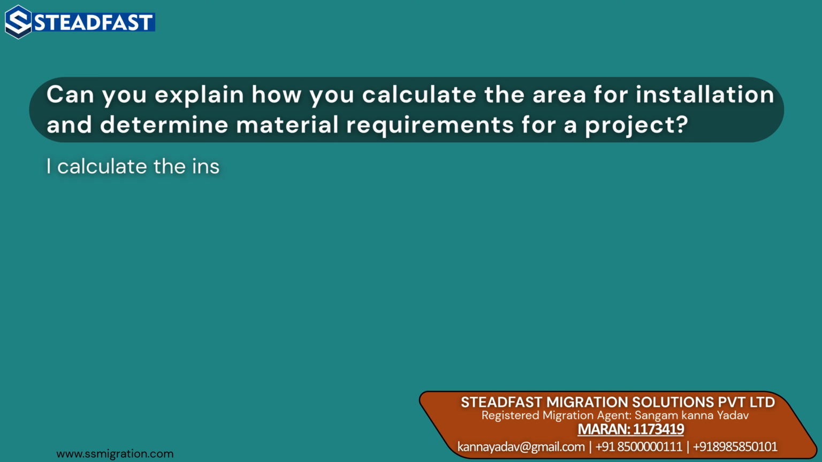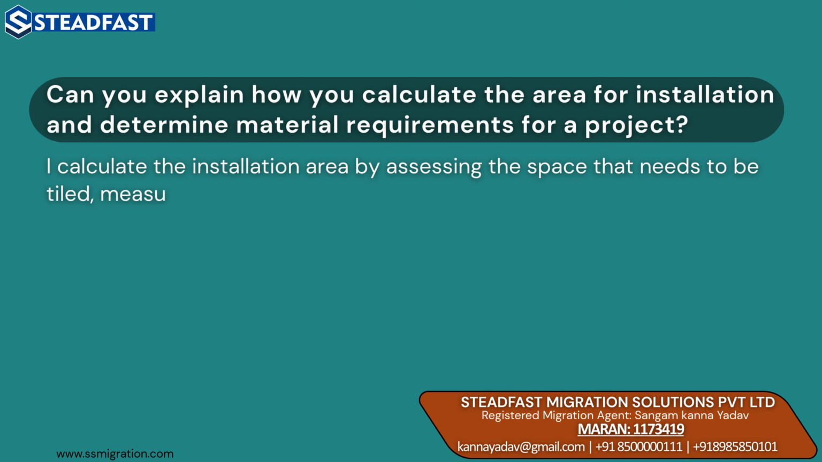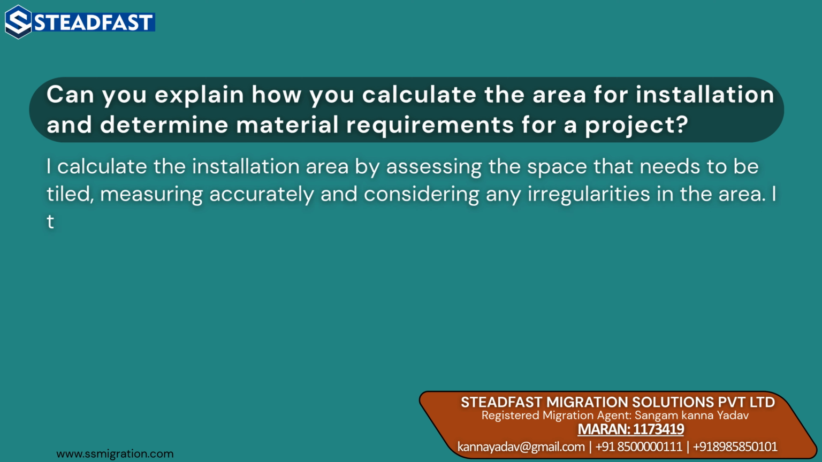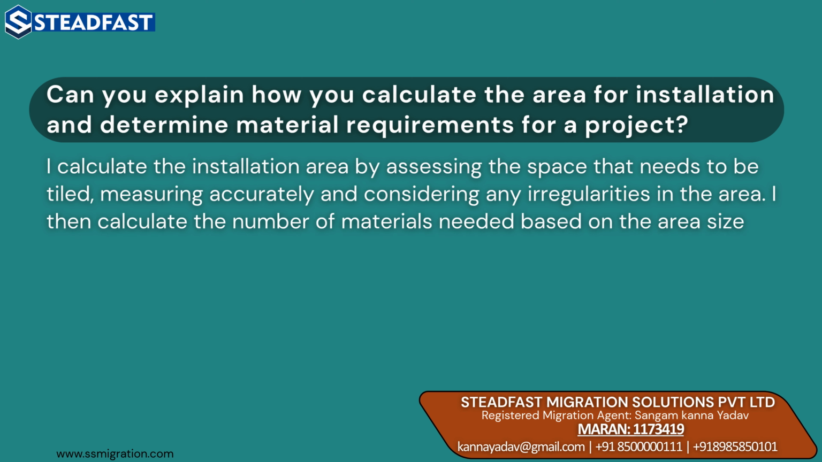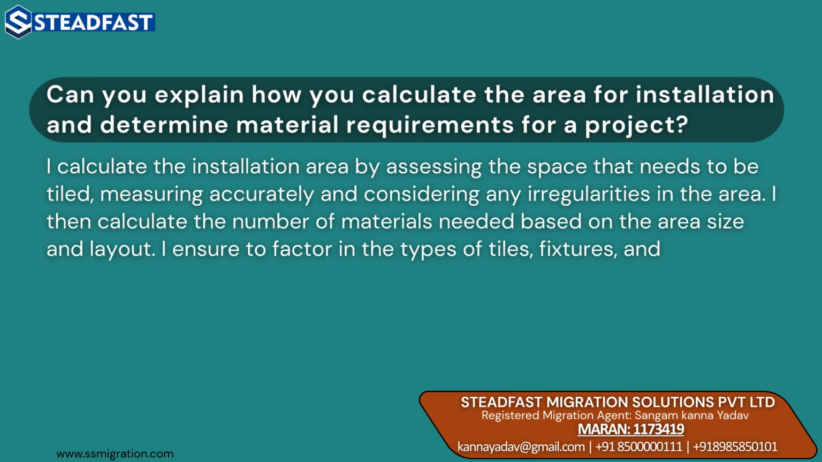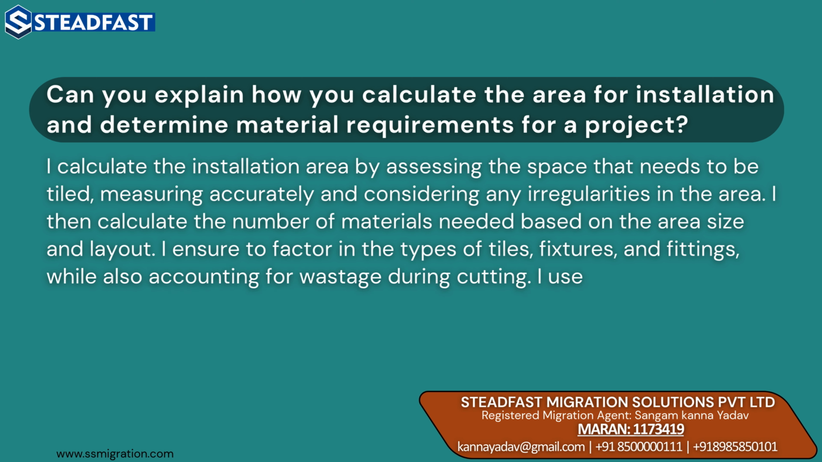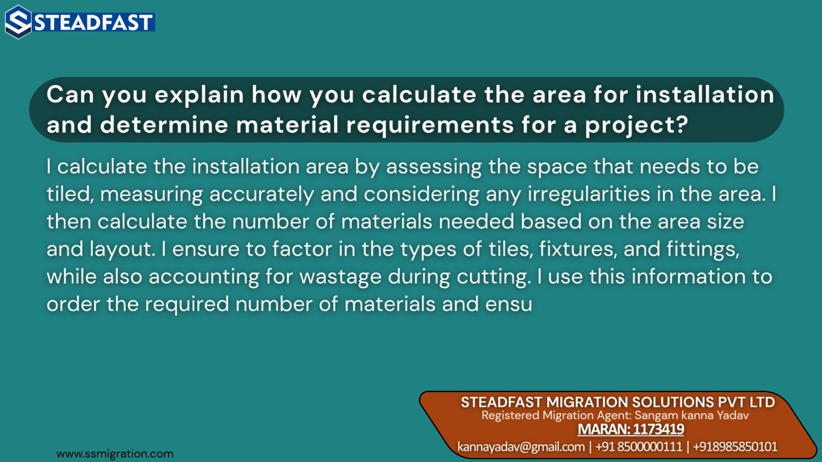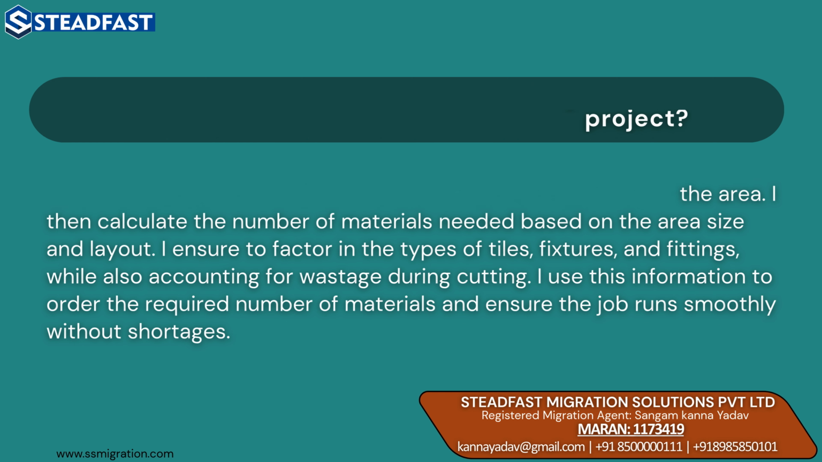I calculate the installation area by assessing the space that needs to be tiled, measuring accurately, and considering any irregularities in the area. I then calculate the number of materials needed based on the area size and layout. I ensure to factor in the types of tiles, fixtures, and fittings, while also accounting for wastage during cutting. I use this information to order the required number of materials and ensure the job runs smoothly without shortages.